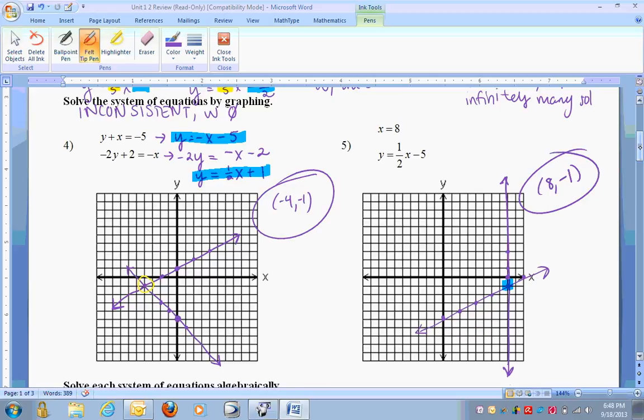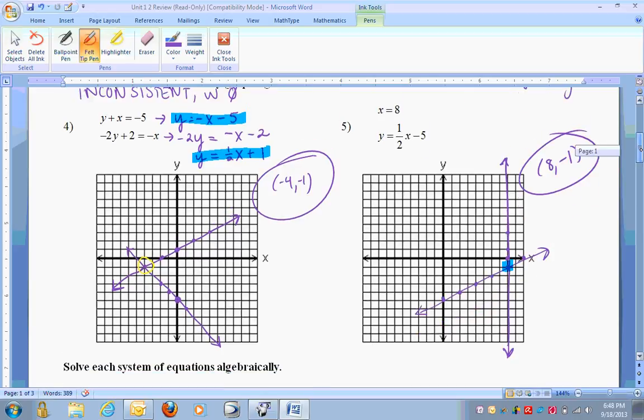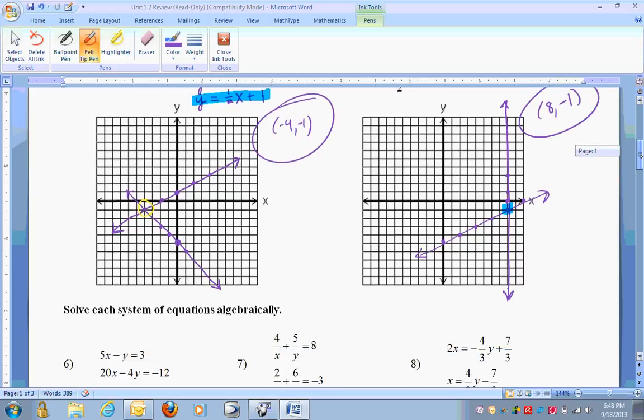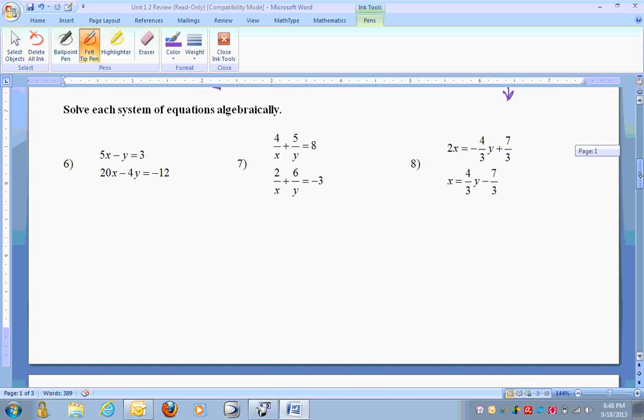Okay, so those hopefully will be easy enough. You just graph the equations of the line and find the intersection point. All right, moving on to solving each system of equations algebraically. We can go ahead on number 6.